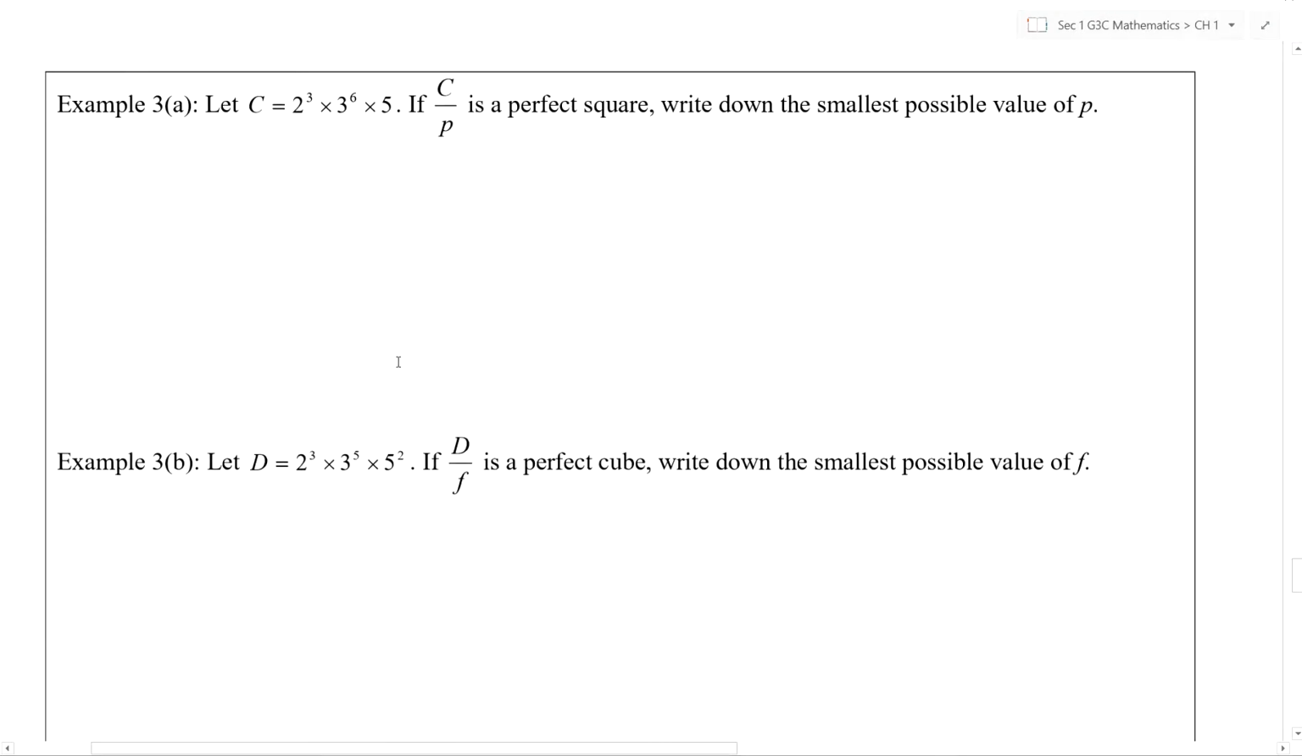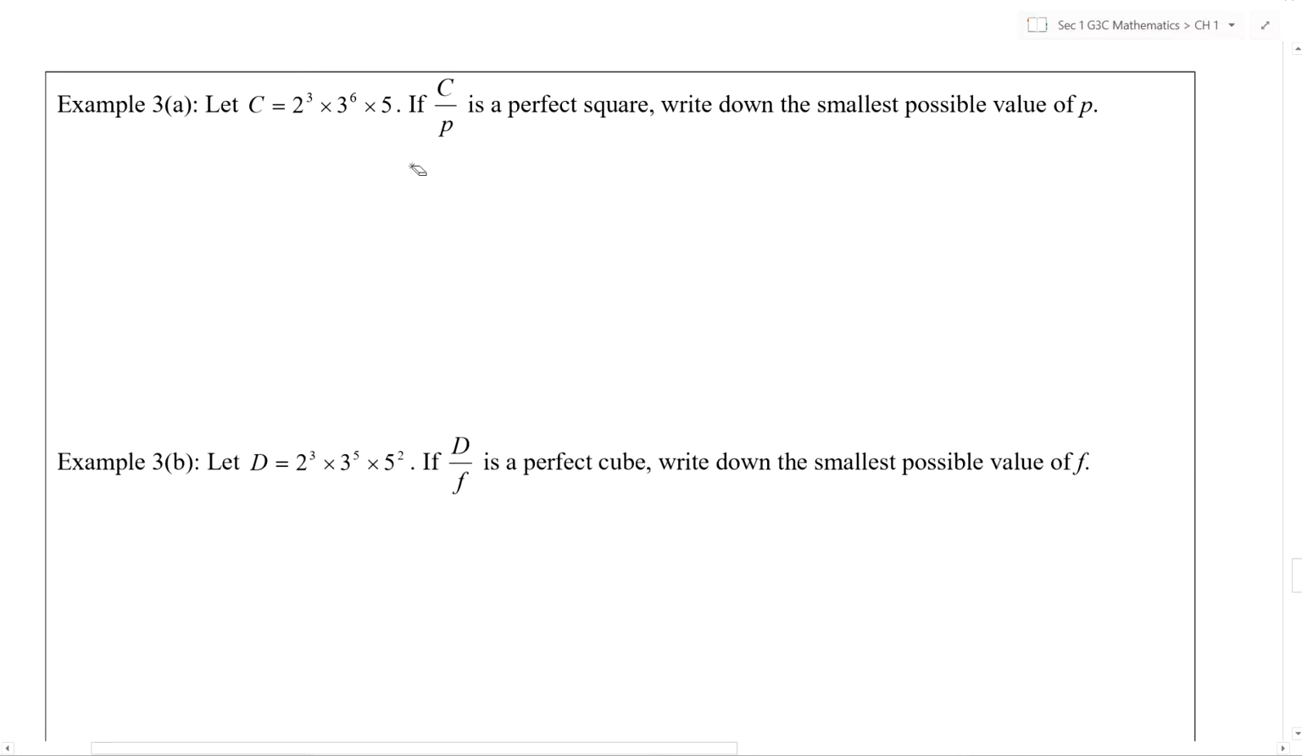3a. Different type of question now. Okay, watch carefully. Compare the two questions. Here we have C over P. Now we are doing a division. Earlier on, it was all multiplication. Okay, so again, I'll show you the intermediate steps first.